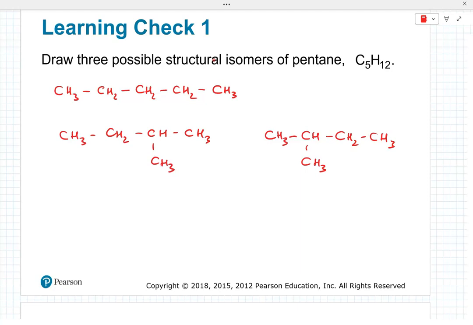You shouldn't be nervous. Is there a difference between A and B? No, there's not. There's no difference. They effectively are mirror images of each other. Does that make sense? So no, there's no difference. So this is not an isomer.